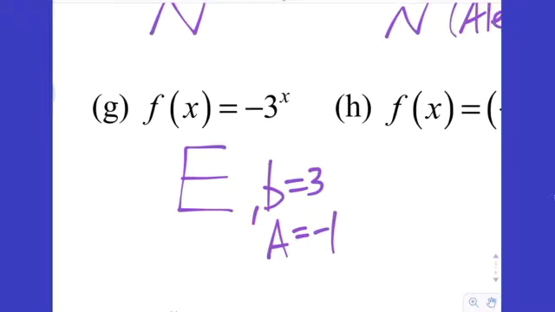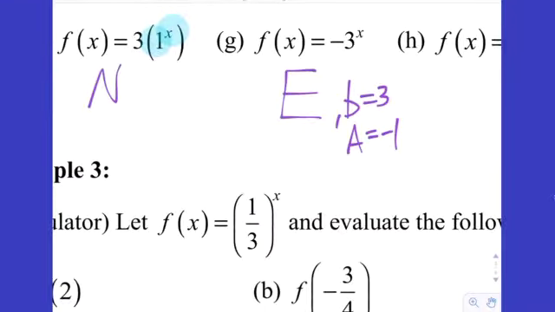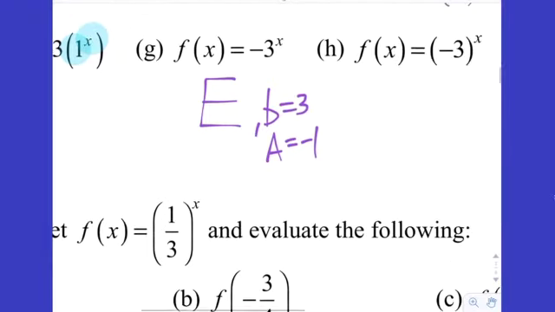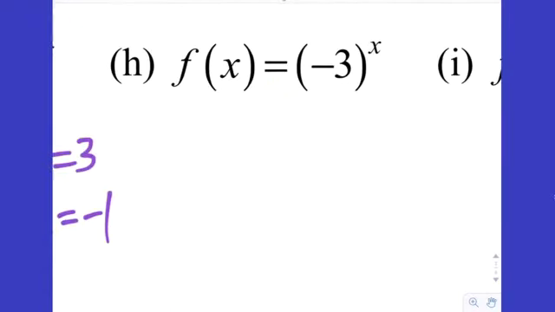If there is no parenthesis, the base is the thing that is immediately attached to the 3. Now, if we write it like this, 15 to the x, you know that the base is 15 and not 5, right? That's not 1 times 5, that's 15. But if it's a combination of like a negative or a variable, then it works. All right, letter H. Is that exponential? No, it's not, because the base is negative.